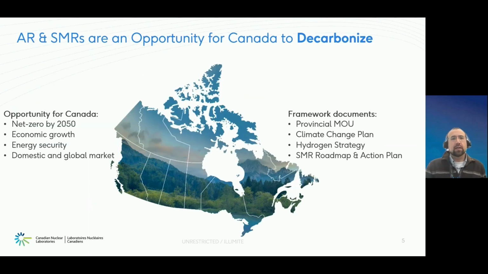Advanced reactors and SMRs are an opportunity for Canada to decarbonize. Over the last few years, several important government documents and framework announcements have been made, including SMRs and new nuclear specifically. These include the Climate Change Plan and the Hydrogen Strategy, as well as the SMR Roadmap and Action Plan. Essentially, these all indicate that SMRs and advanced reactors may play a really important role over the coming decades.